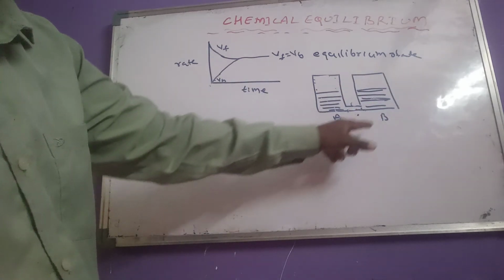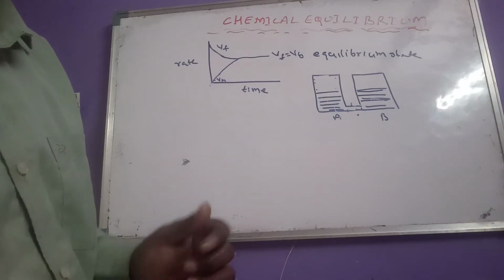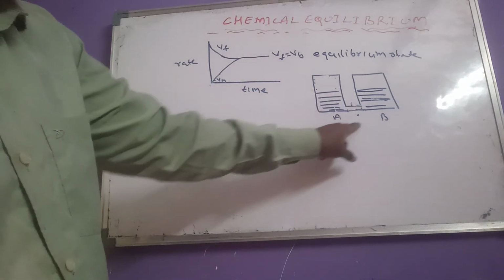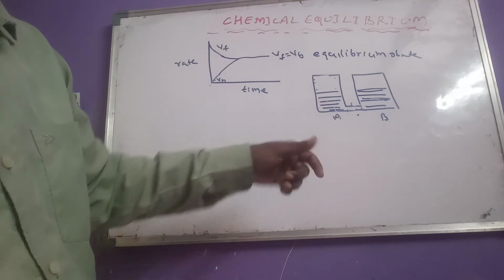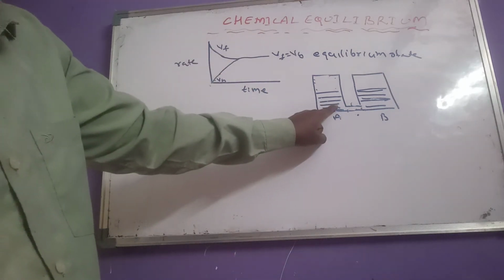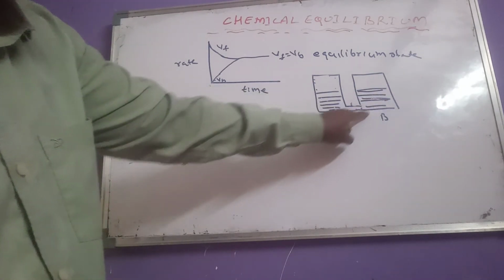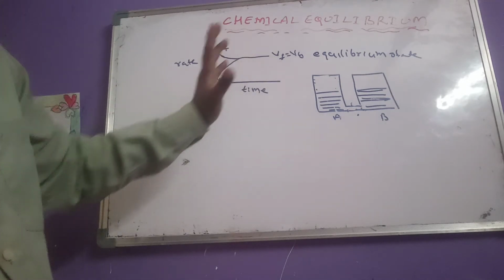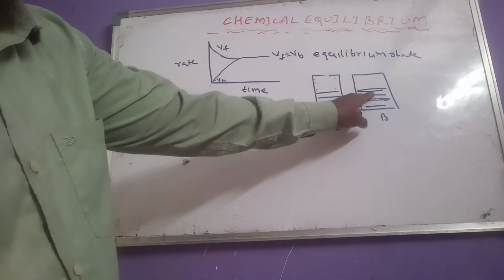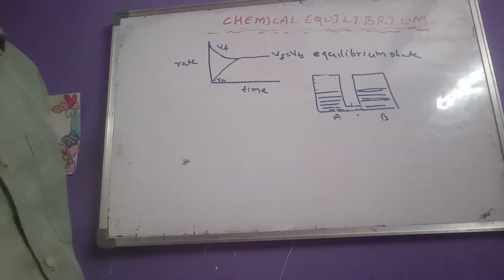But if water is flowing from A to B, why is there no change in the level of water? Very simple. Because at this time A to B and B to A water flows, but in equal amounts. That means if 10 ml of water flows from A to B, at the same time 10 ml of water flows from B to A. So what is that indicating? Velocity of forward reaction is equal to velocity of backward reaction.